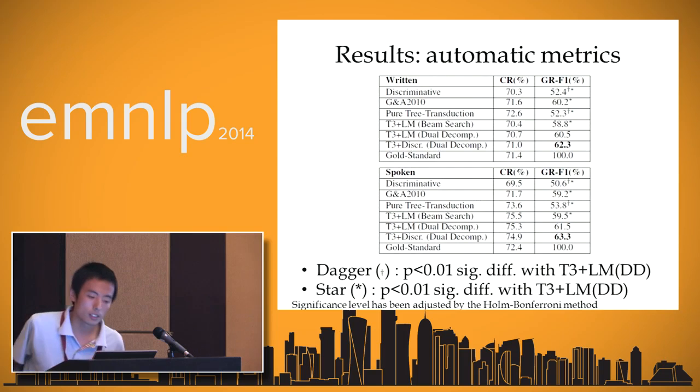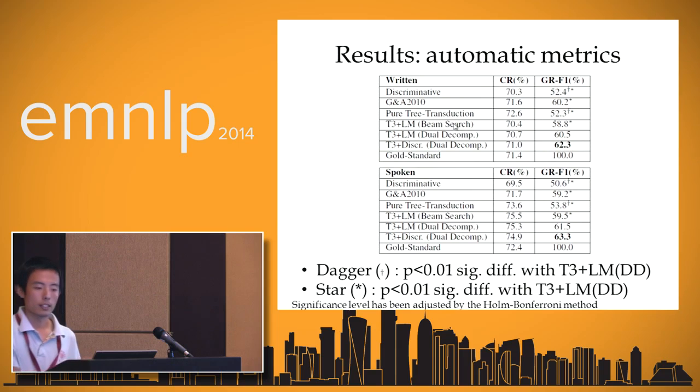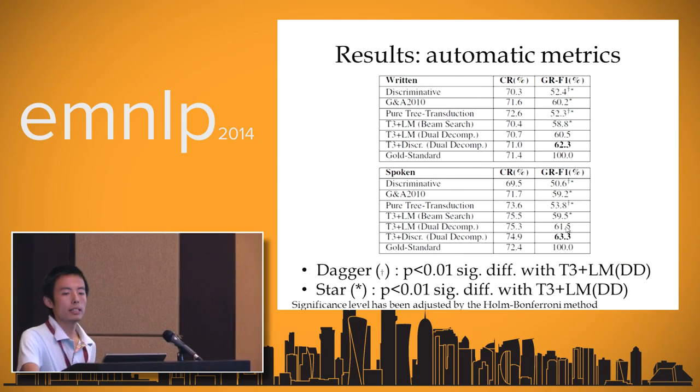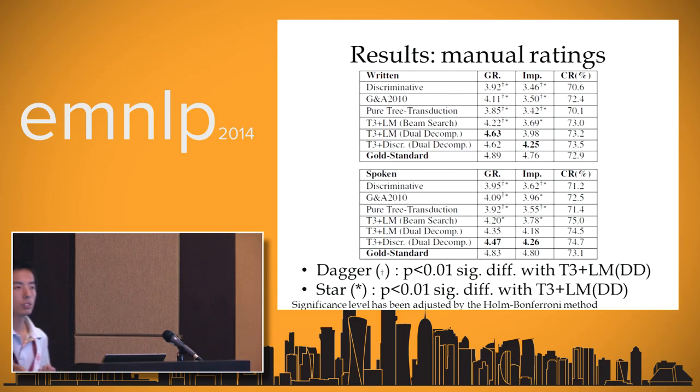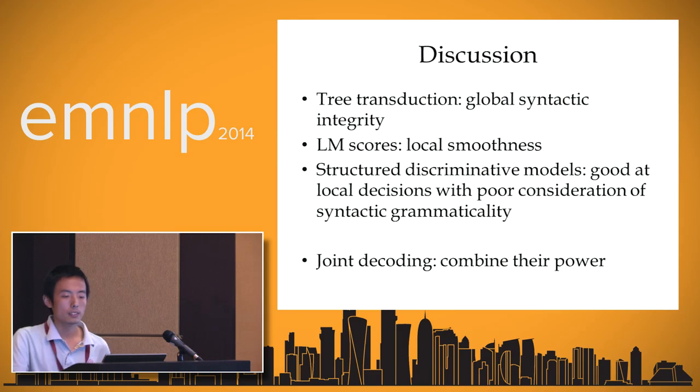So here is the result. Above is the state-of-the-art method and its comparison, and this is the beam search, which we should refer to in the 2009 work, and this is the dual decomposition, our result. You can see that our result outperformed the previous ones, both in the written and in the spoken data set. This is the automatic metrics. And also for manual ratings, our method can also outperform the previous ones.